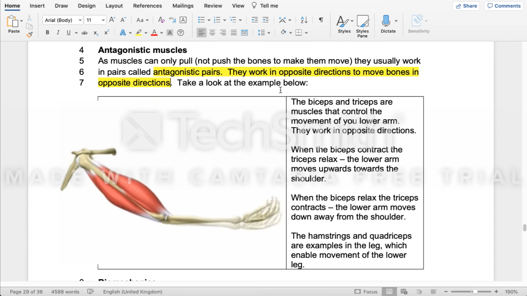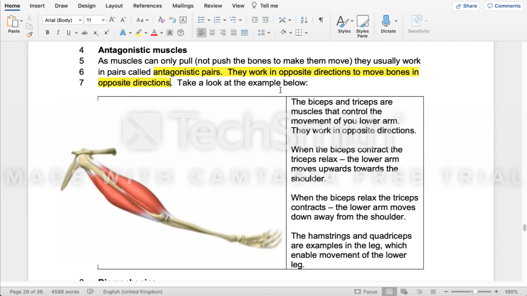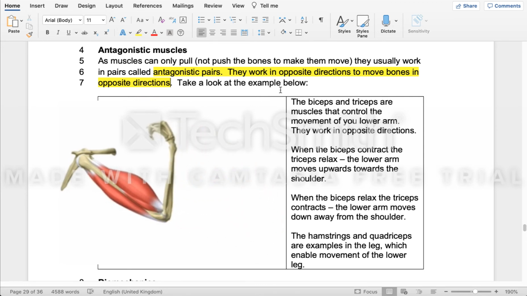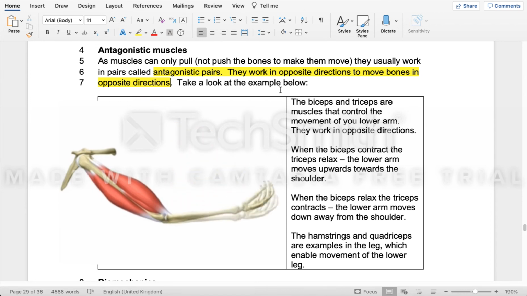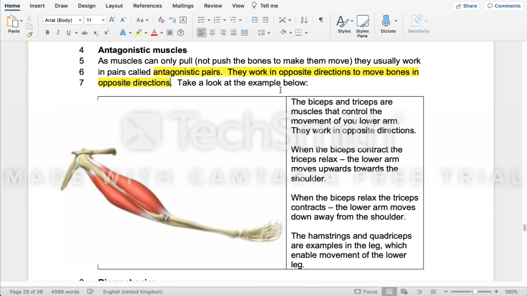So there's your two words, contract and relax. Contract means to get smaller, or to shorten in length. And when the biceps contract, the lower arm moves upwards toward the shoulder, and that's because your biceps are connected to your forearm. Remember what we said about when muscles contract, they pull on bones. So your biceps are actually pulling on your forearm. That's when your biceps contract.